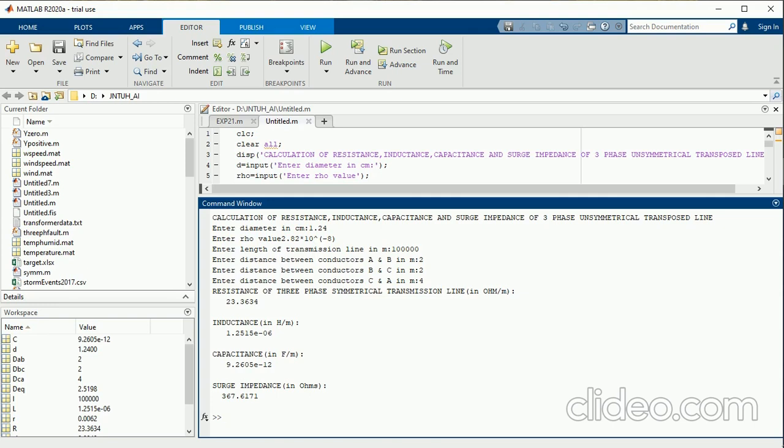Okay, so this is the procedure to calculate the resistance, inductance, capacitance, and surge impedance of a 3-phase transmission line, I mean symmetrical and unsymmetrical transmission lines. Please observe here, whatever the resistance value is, it is common. It won't be affected by symmetrical and unsymmetrical transpositions. Whatever the resistance is, it will be common, but the inductance, capacitance, and surge impedance values differ.